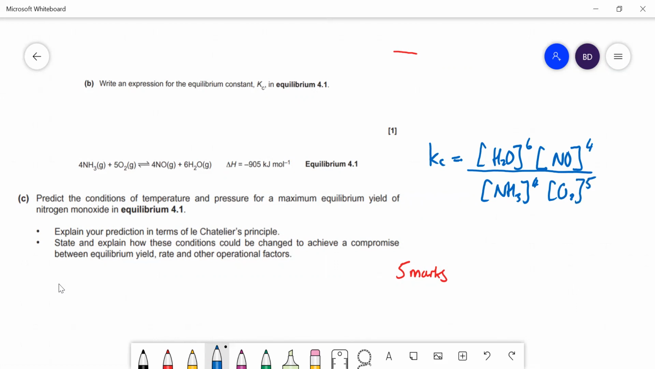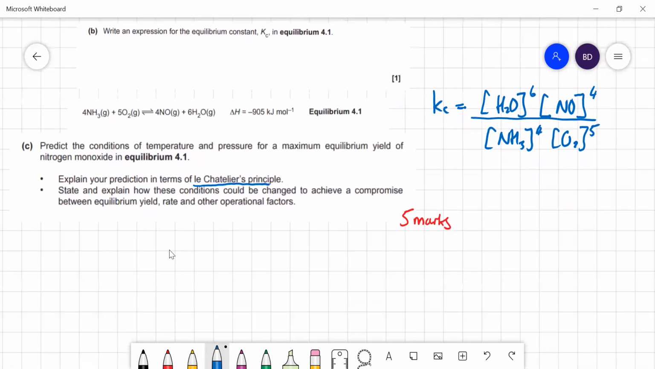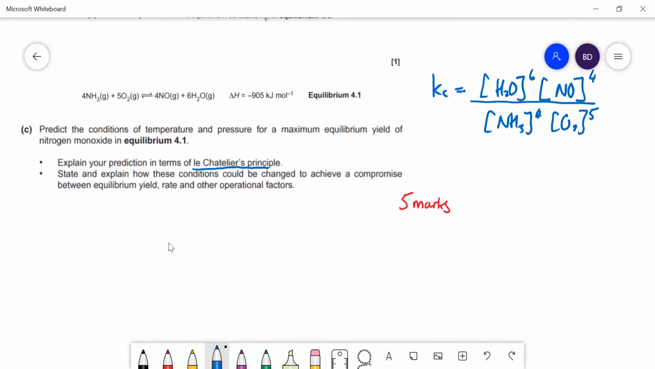Predict the conditions of temperature and pressure for maximum equilibrium yield. Explain in terms of Le Chatelier's principle, and then say why we might not actually do that. So this is a fairly standard, straightforward question. Let's think about temperature first of all. What kind of temperature do we want? Well, the reaction is exothermic.